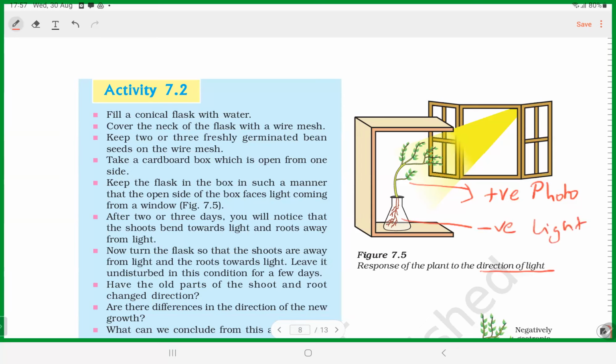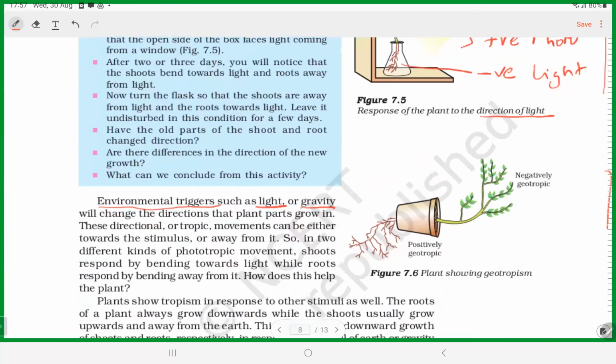The external stimulation is light. Root and shoot in general show variation. Okay, fine. And next, look at that. This is opposite to that. The shoot is negatively geotropic. Geotropism means gravity. What is the second factor? Gravity or gravitational force. And roots are positively geotropic.